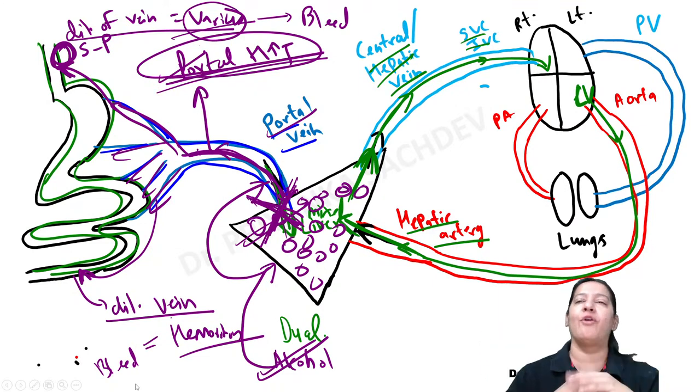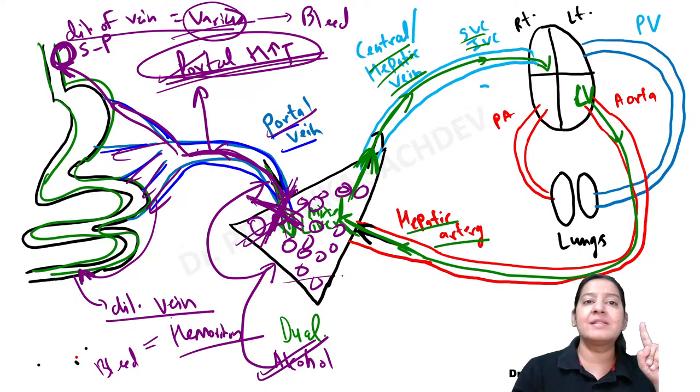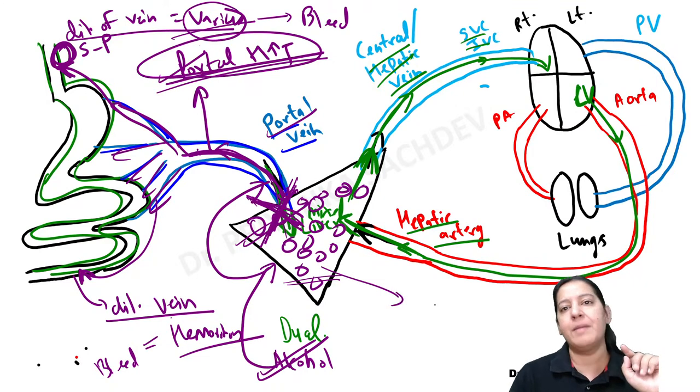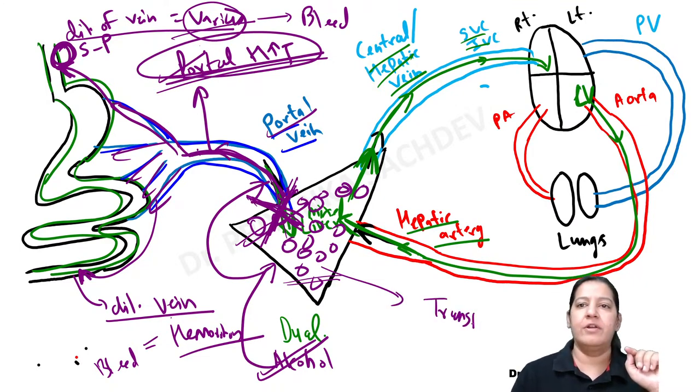Now, what treatment will you offer to this patient? The main problem is that the liver is cirrhotic. There is no treatment for a cirrhotic liver. The only treatment is liver transplant. You change the liver.